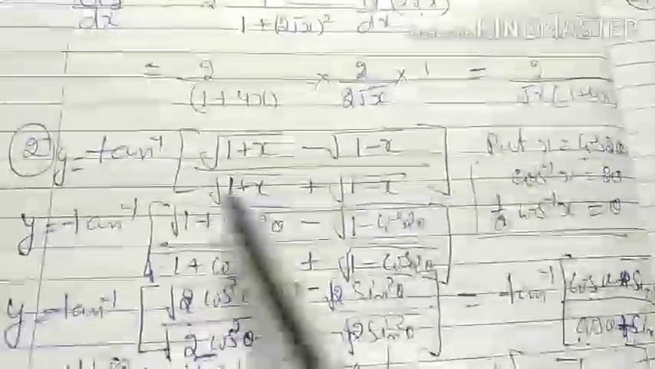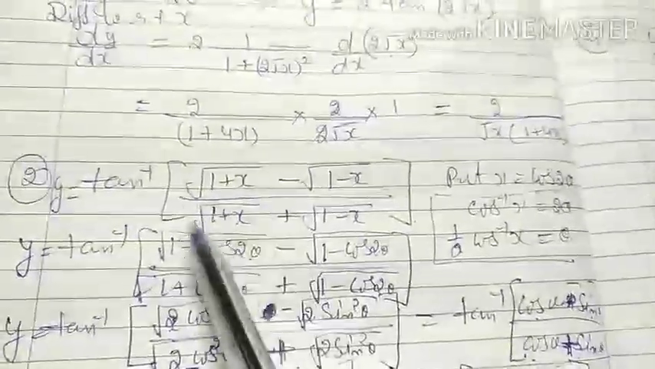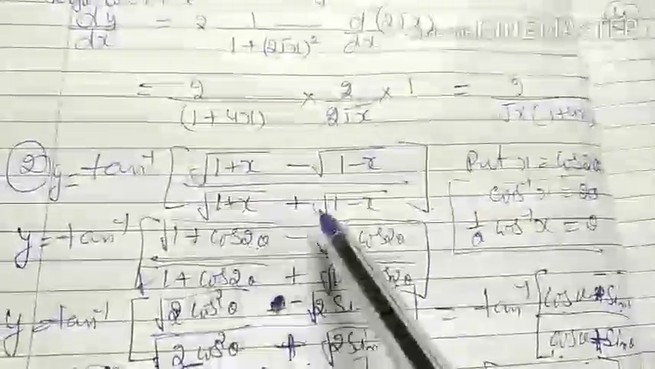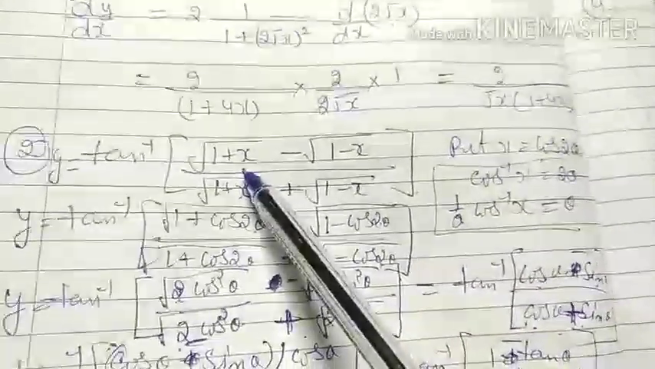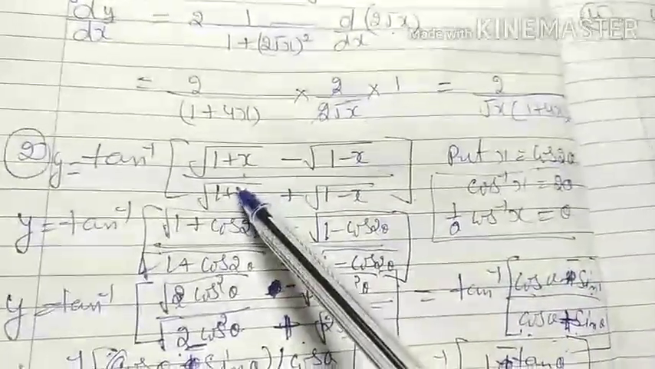I have another question in this. If tan inverse of square root of 1 plus x minus square root of 1 minus x, upon square root of 1 plus x plus square root of 1 minus x. If this type of question is there, I need the condition in the form of tan theta. If this type of question is there, always keep it like cos theta. Try to make it in the form of the tan theta formula.